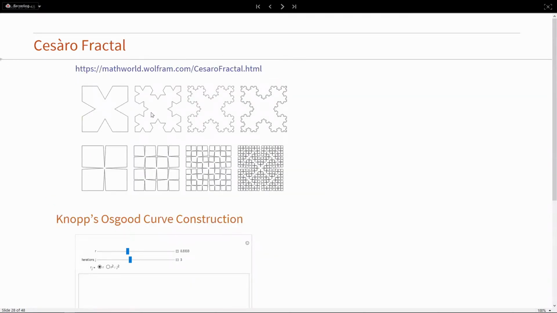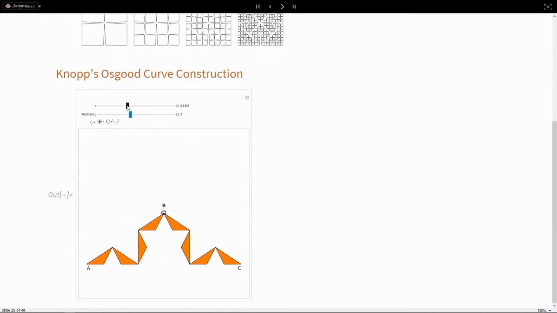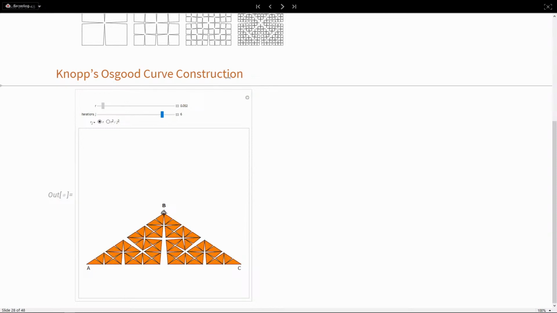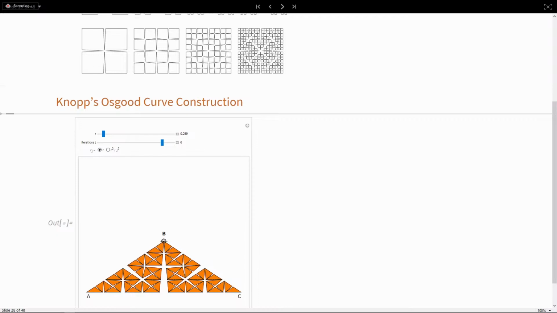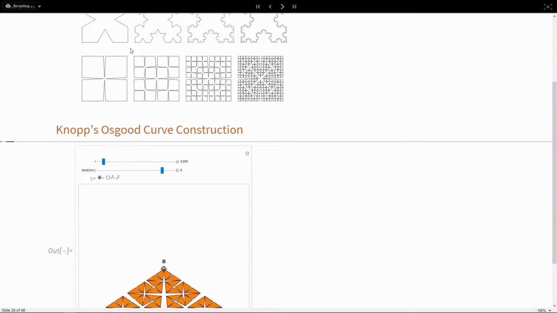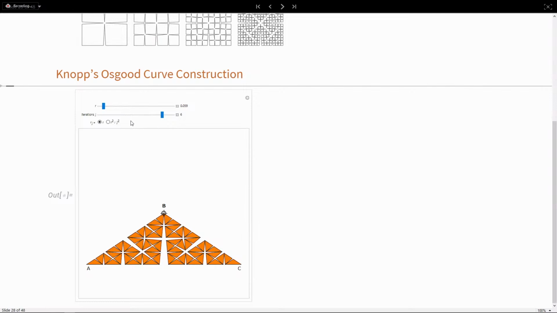And another curve is called the Cesaro fractal, as shown on MathWorld, but it's pretty much identical to the Knopp-Osgood curve. So as we change the angle, you basically get these same shapes. So I'm guessing the Cesaro is basically 4 copies of the Knopp-Osgood.